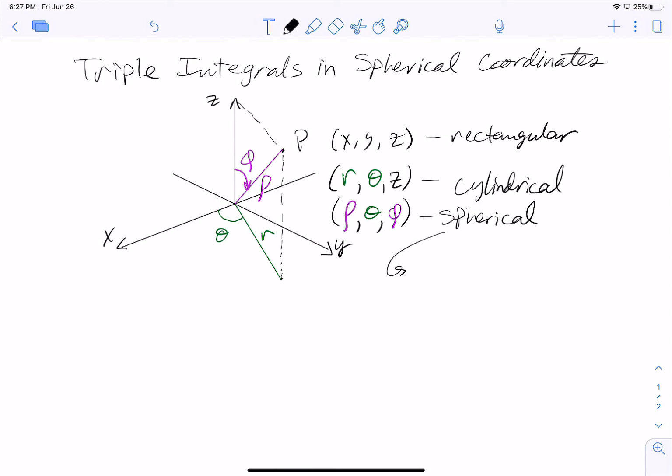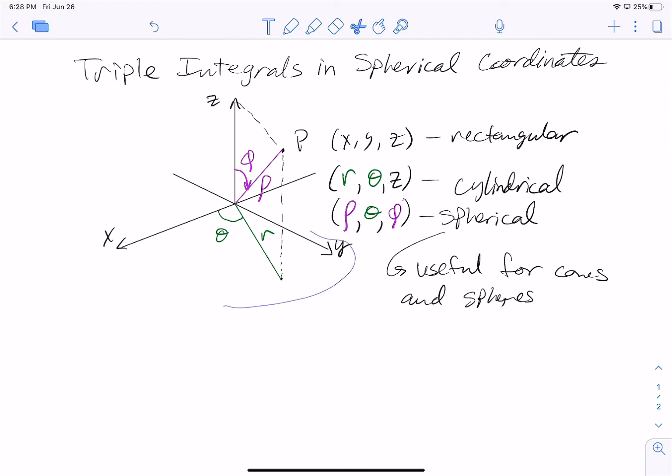The spherical coordinate system tends to be useful for cones and spheres. Got to be careful with the spheres though. Sometimes cylindrical coordinates are indicated. It really depends on the trace in the xy plane. But a lot of times when you see spheres, you're going to go spherical coordinates. They're named spherical coordinates for a reason.